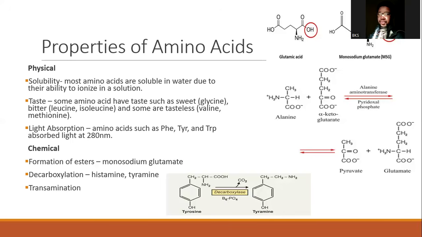And these absorptions are due to the presence of these benzene ring containing amino acids, which are phenylalanine, tyrosine, and tryptophan. So these are the ones we can talk about. You can also read more and find other physical properties of amino acids.